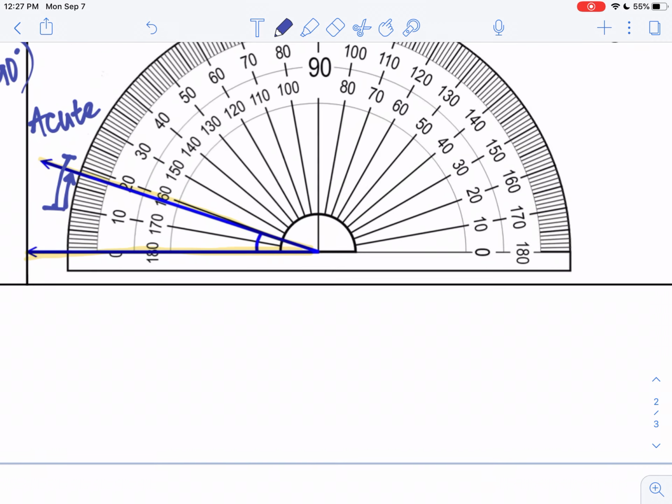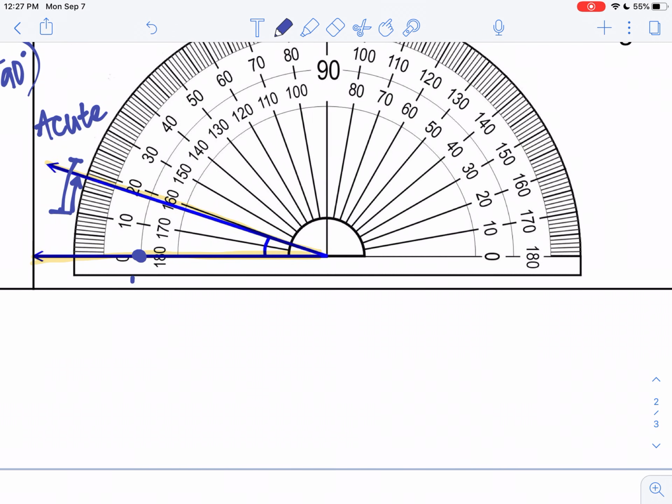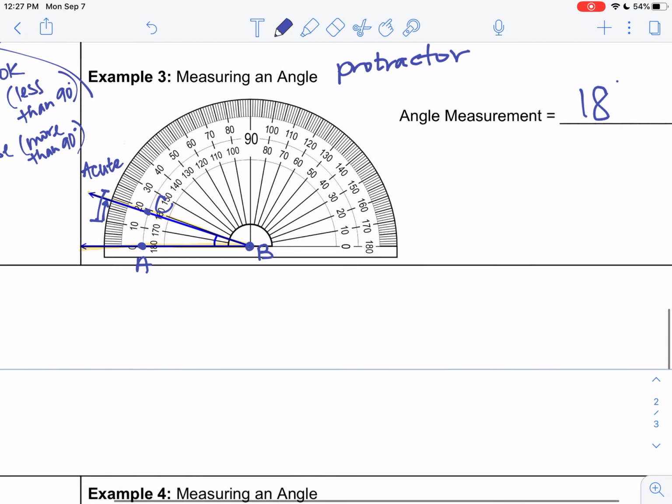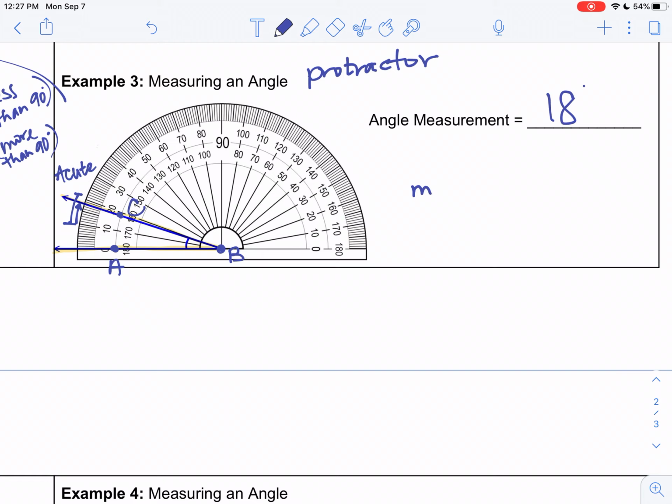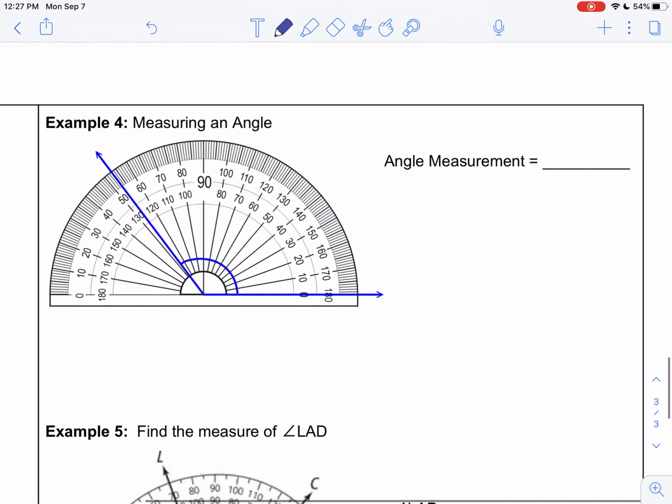Okay. One way that you might see this indicated, so let's put some endpoints on here as well so we can label it. We might write a little small m to stand for measure and say the measure of angle ABC is equal to 18 degrees. So that's one way that you might write that out using appropriate geometric labeling. Okay, taking a look at the next one.